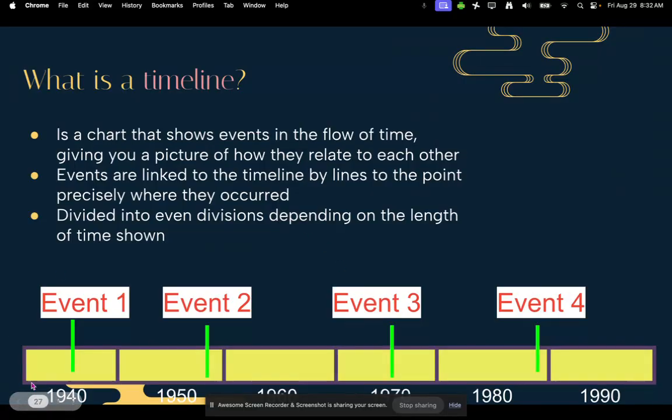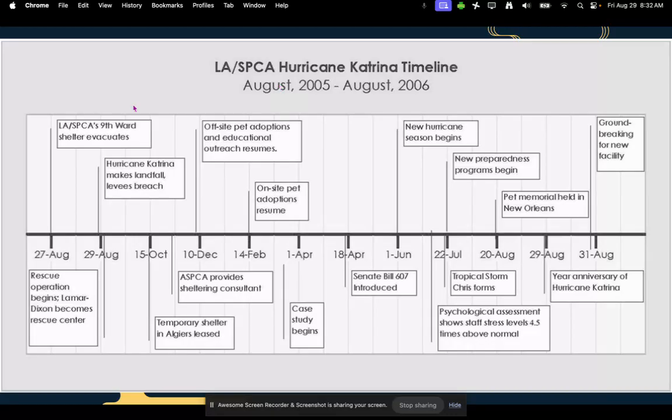Typically, down below, you would have the years. You would have the timeline segmented in some way. For example, this is every 10 years. And then above, you would have the events that occurred within those years. And it doesn't have to be years either.